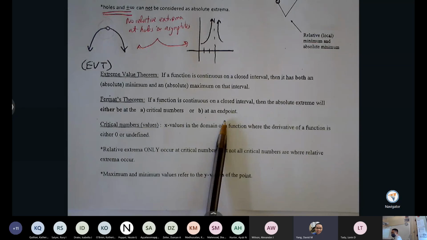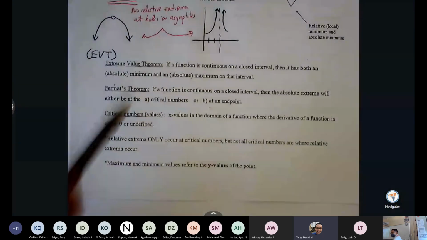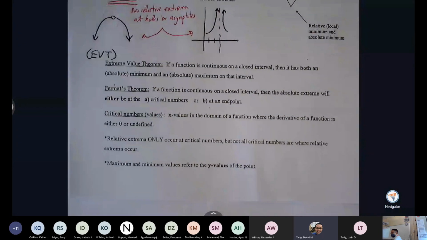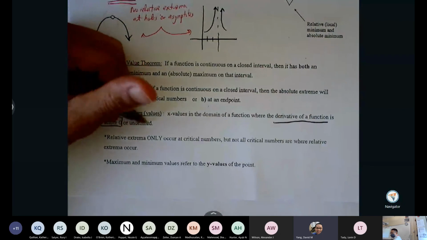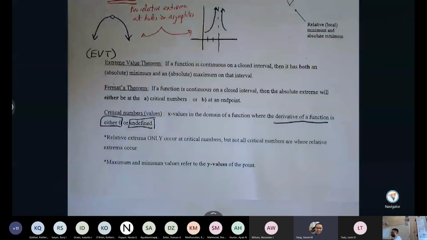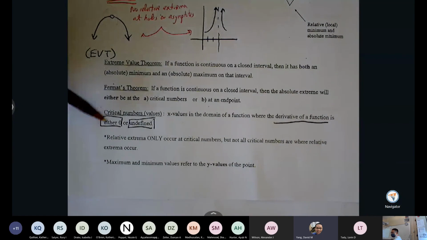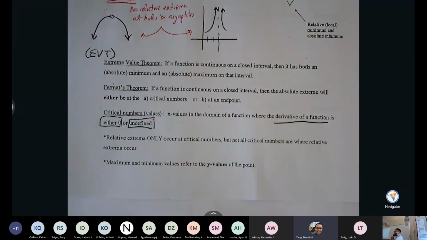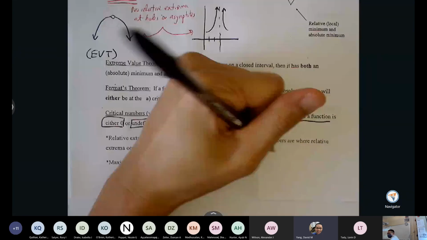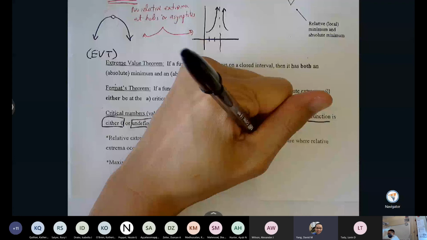So let me talk about what critical values are. Critical numbers are x values in the domain of a function where the derivative of the function is either 0 or undefined. So basically, slope 0 or slope undefined. Relative extrema only occur at critical numbers, but not all critical numbers are where relative extrema occur. Okay, let me show you a picture to demonstrate that.